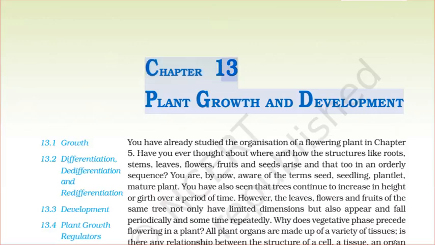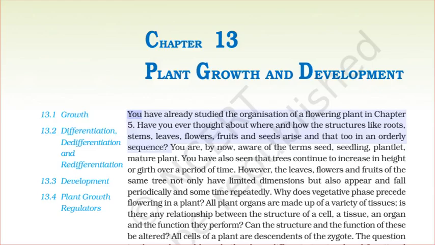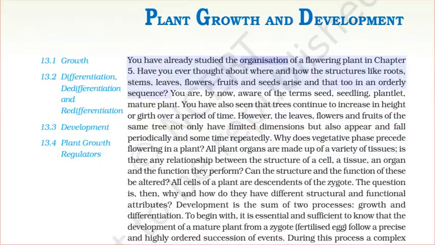Chapter 13, Plant Growth and Development. You have already studied the organization of a flowering plant in Chapter 5. Have you ever thought about where and how the structures like roots, stems, leaves, flowers, fruits, and seeds arise, and that too in an orderly sequence?